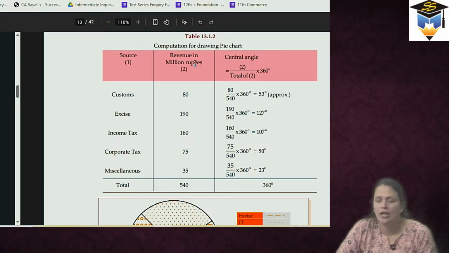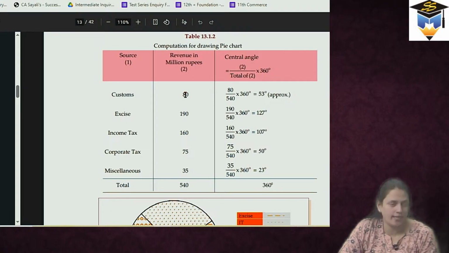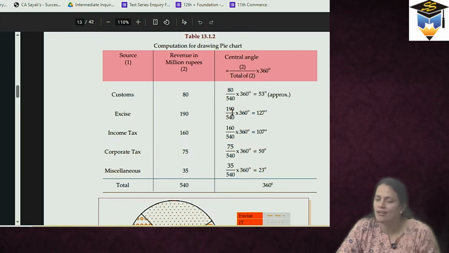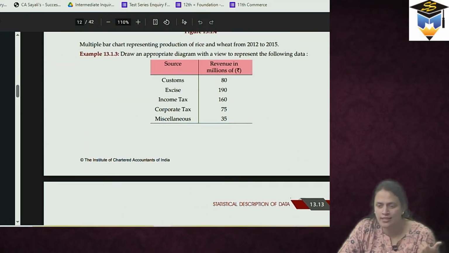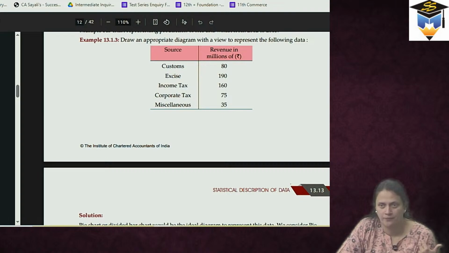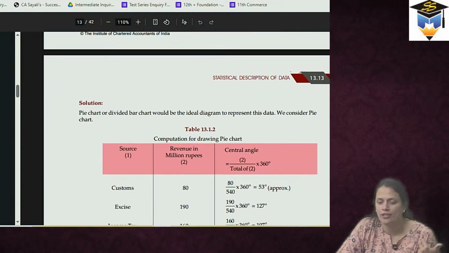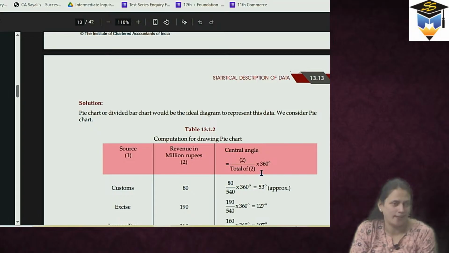Okay. So now the revenue for customs is given as 80. So 80 divided by total. What is total? But is it given? No. So you'll have to find out the summation of these values, which comes out to be 540. Okay. So 80 upon 540 into 360. Why? Because we have to find out the angle in degrees.